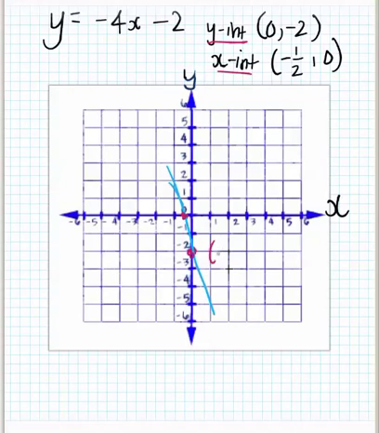So we can clearly see what you have found. So the y-intercept, x is 0, y is negative 2 at that point. And here we've got x is negative a half and y is 0. And you can write your equation next to your line or on the graph, y equals negative 4x minus 2.